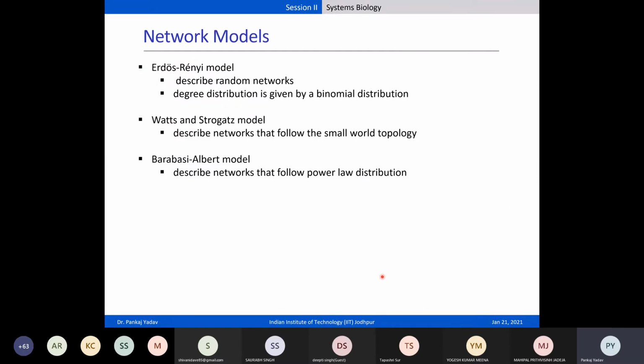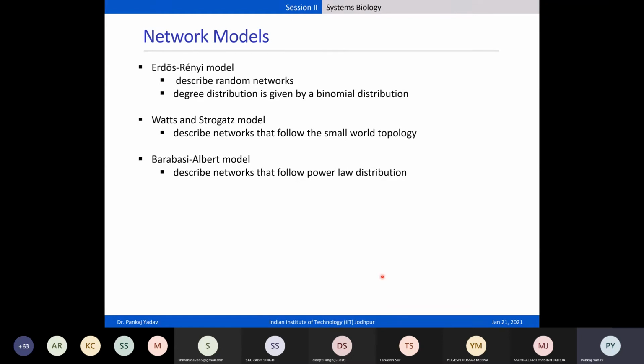So what are the different network models that have been proposed and used in the context of biological networks? One of them is the Erdős-Rényi model, which describes random networks. The Erdős-Rényi, or ER in short, model describes random networks where the degree distribution is given by a binomial distribution. If you think of a random network, that means the probability of an edge between two nodes is random.